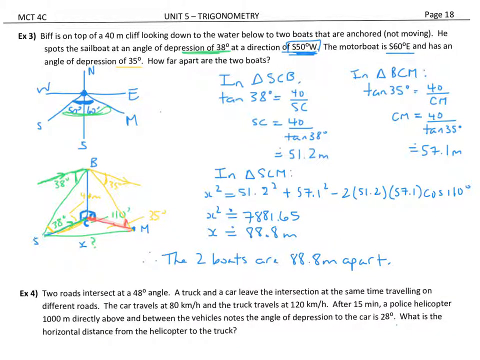Okay, so I followed through with my plan. I solved for side SC, I solved for side CM, and then I used those in my big triangle that's on the surface of the water, SCM, and the cosine law to solve for how far apart those two boats are. And I got about 88.8 meters apart.